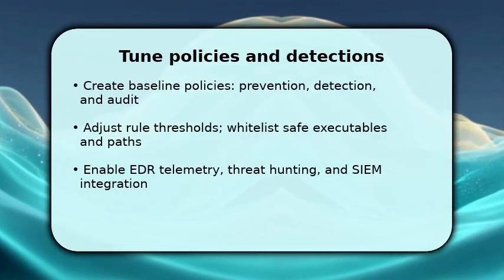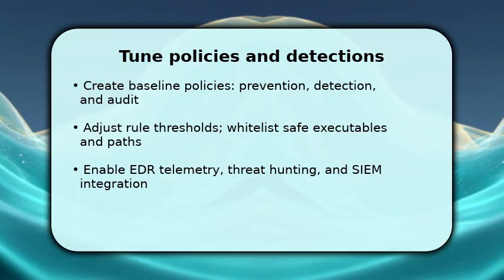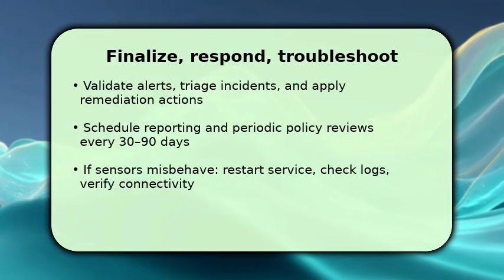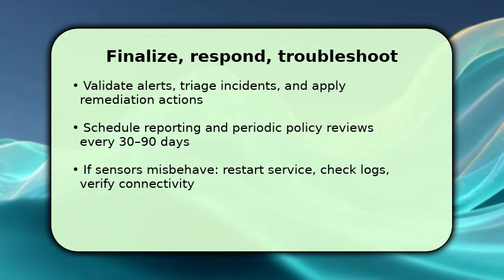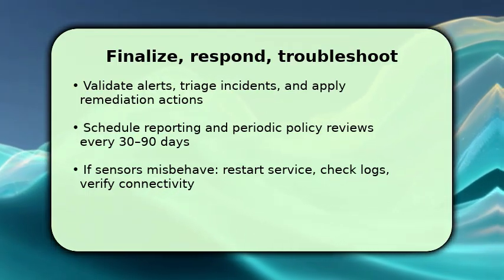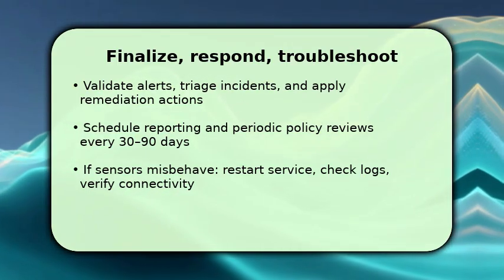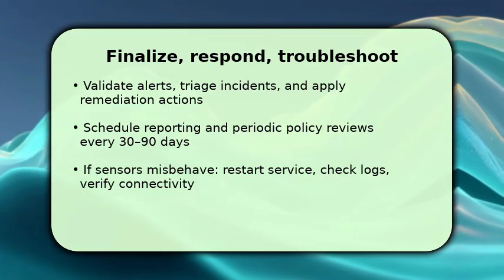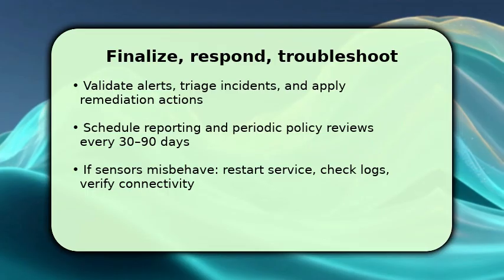You finish by validating alerts and establishing response playbooks. Triage incidents, isolate affected hosts, and apply remediation actions through the console such as process kill, file quarantine, or rollback. Schedule automated reports and plan policy reviews every 30 to 90 days to adapt to new threats.